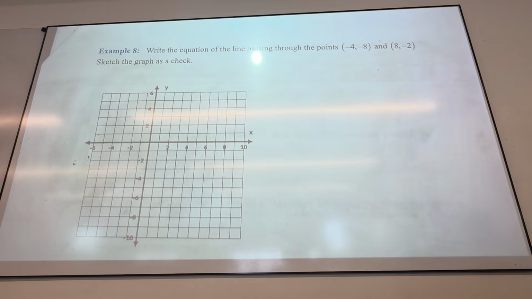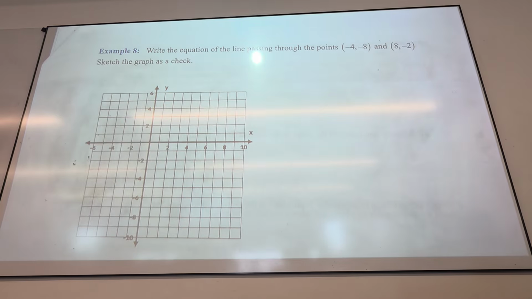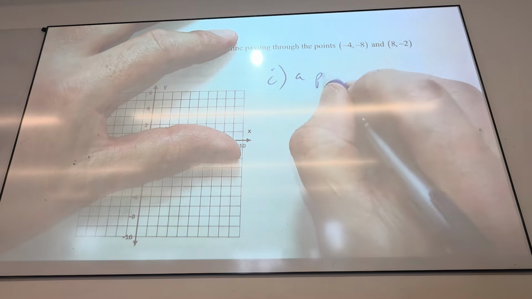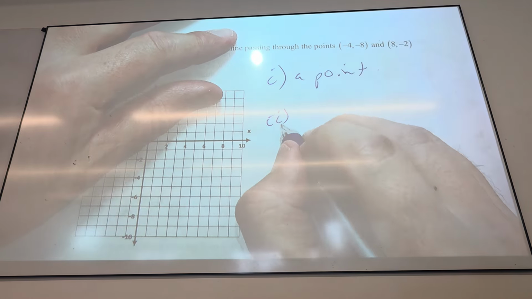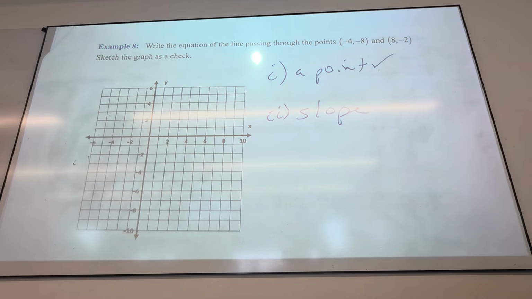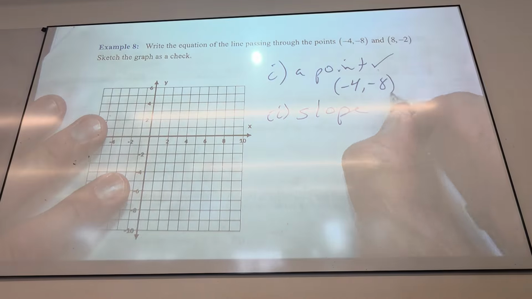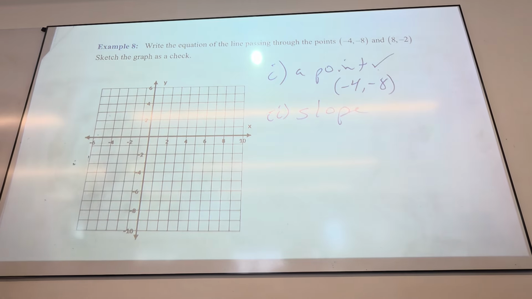So whenever they say find the equation of the line, I need 2 things. I need a point. We definitely got that. And I need the slope. So we got a point. Which point do you want to use? -4. Alright, (-4, -8). Brave man with all my negatives. I love it. I got that. Check. Do I have the slope? No. How do I get the slope?